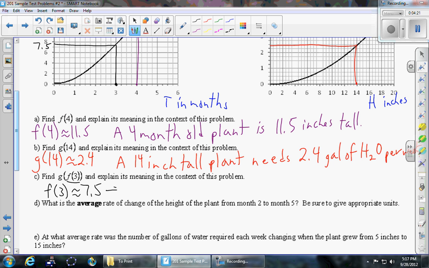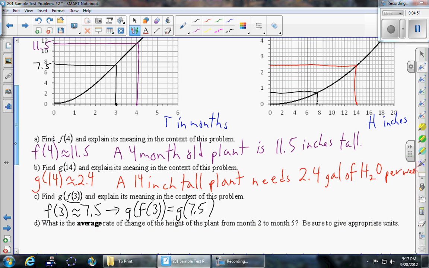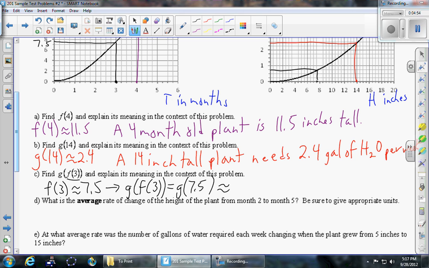So then what I'm interested in finding here, this was g of f of 3, that's the original question. We've just now made some progress. That's really asking us to find g of 7.5, the number we just found. So g of 7.5, well, that's the right-hand curve. So we'll go to 7.5 as the input. I think that's this one. And we go up to the curve, and then we go to the left, and it looks like that might be about 0.75. So I think this is around 0.75. And we want its meaning in the context of this problem.